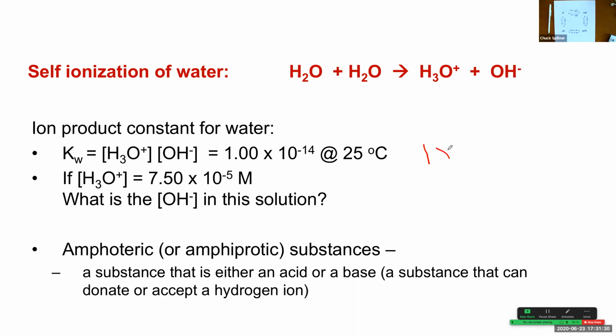That 1 times 10 to the minus 7 is really important. So let me write that up here and keep that up here. Remember, that's the concentration of hydroxide and hydronium ion when it's neutral. So if H3O plus is 7.5 times 10 to the minus 5th, that's greater than that. That means this is an acidic solution.